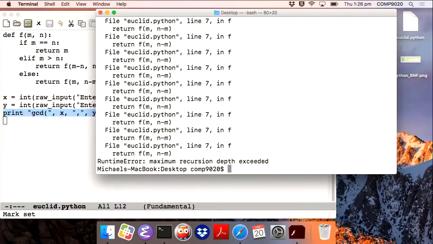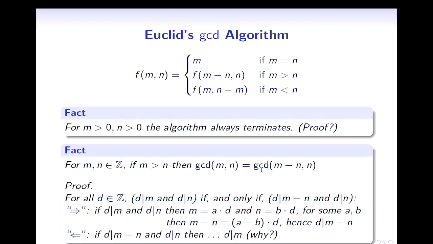And if you paid careful attention, you would have seen that the fact only applies to positive numbers. m and n have to be greater than 0, and only under this condition can we guarantee that the program, the algorithm, always terminates. Now, this is one aspect of the proof. We know that it terminates for positive input.